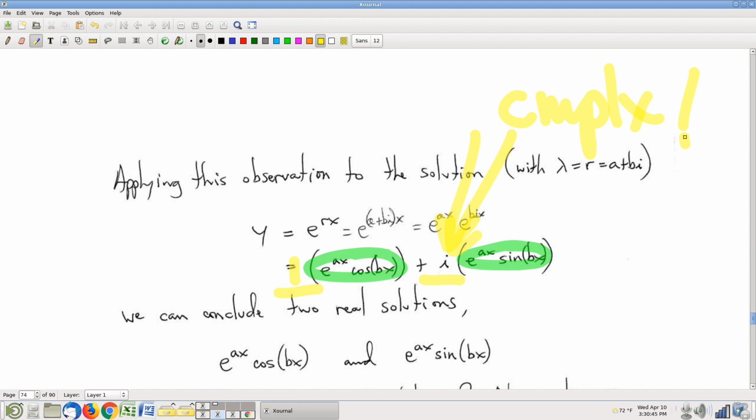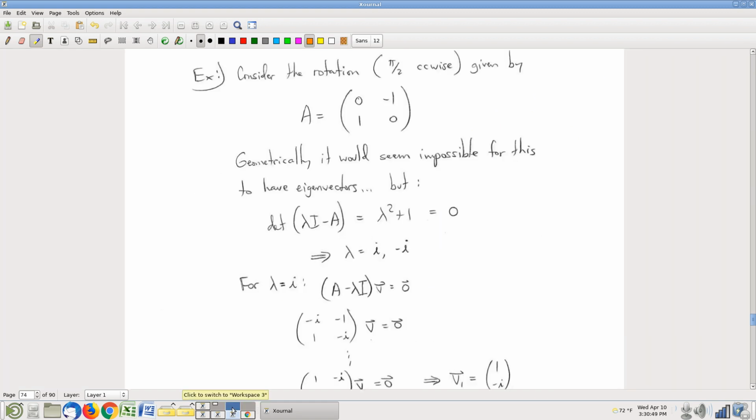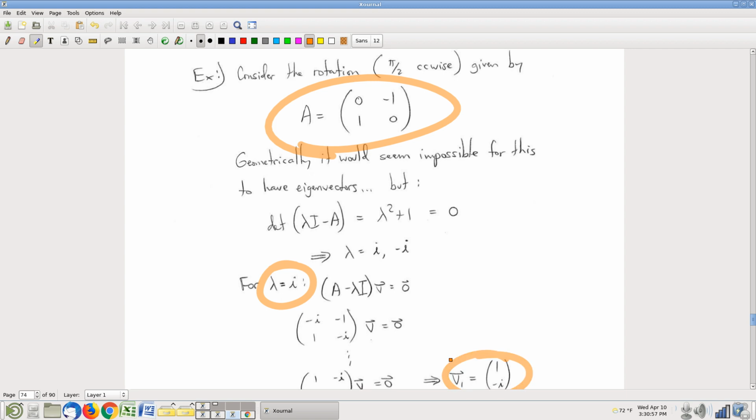Here's the other instance where we broke this rule. Complex eigenvalues and complex eigenvectors. Remember, this matrix here has a complex eigenvalue and a corresponding complex eigenvector. And so, for example, here Av is equal to lambda v, and this scalar is not real.